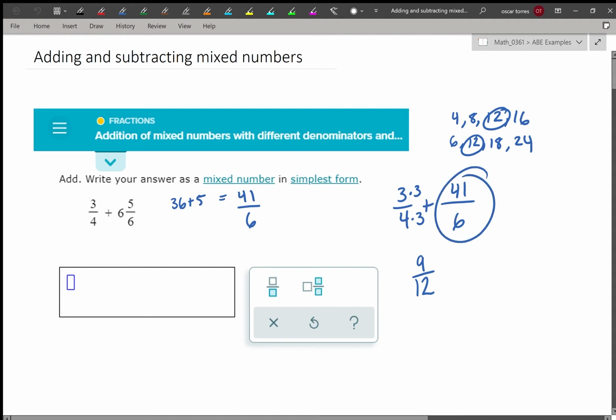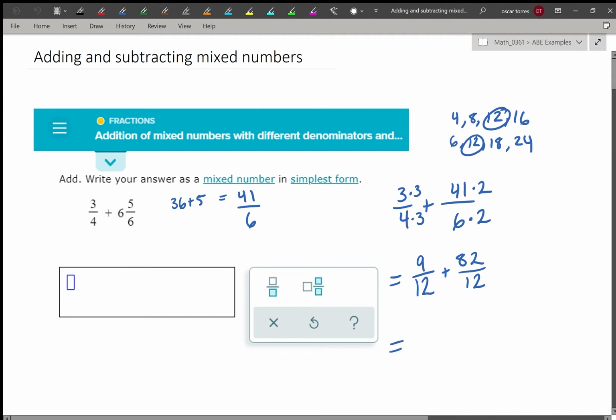Now we repeat the process for this 41 over 6. We need to turn the 6 into a 12. How do we do that? Well, you need to multiply the 6 by something, and that something would have to be a 2. What we do to the bottom of the fraction, we do to the top, so I need to multiply 41 by 2 as well. 41 times 2 gives me 82, and 6 times 2 gives me 12. We still have this plus sign, so we just carry it down here. And this is our new expression. We have 9 over 12 plus 82 over 12.